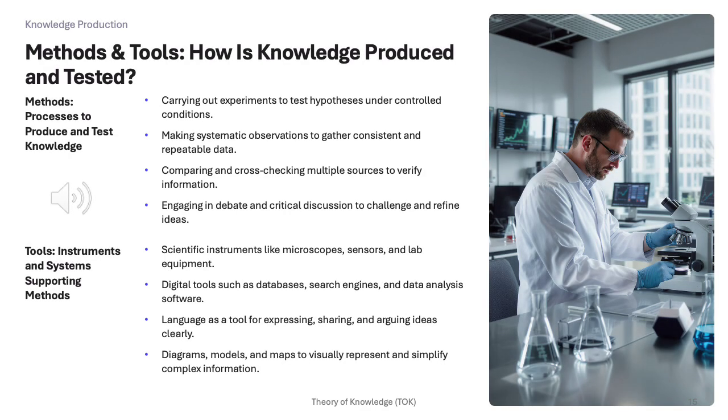The third element involves methods and tools. Methods are the processes we use to produce and test knowledge. This includes carrying out controlled experiments, making systematic observations, cross-checking multiple sources, and engaging in critical debate. Tools are the instruments and systems that support these methods. They can be physical, like microscopes and lab equipment, digital, like databases and search engines, or conceptual, like language, diagrams, and models used to represent complex information.